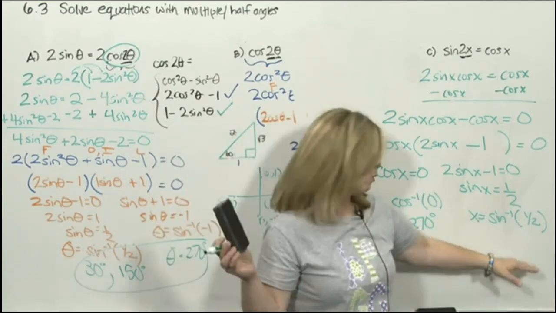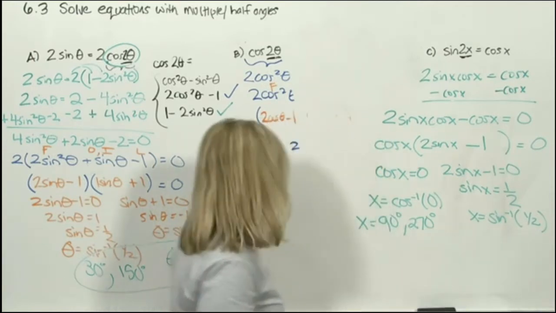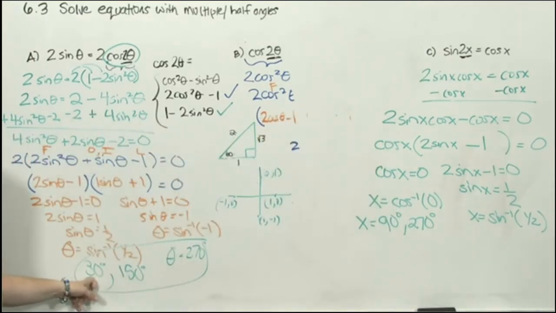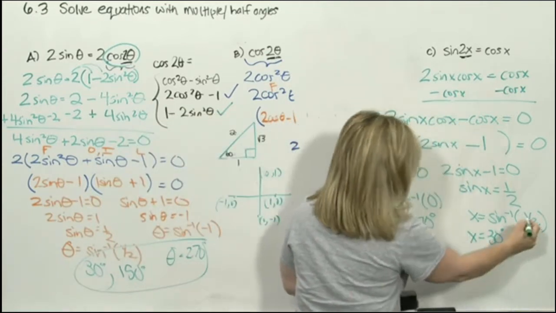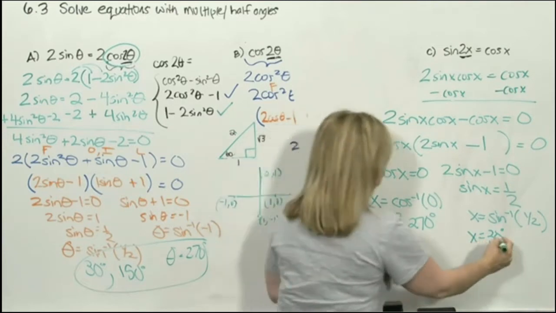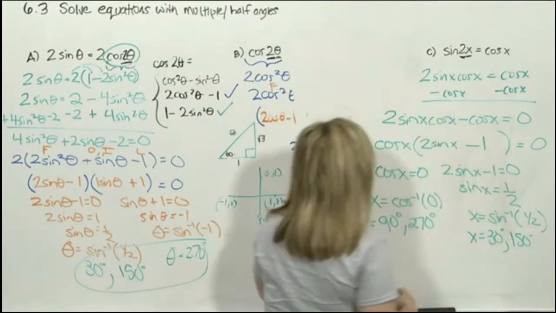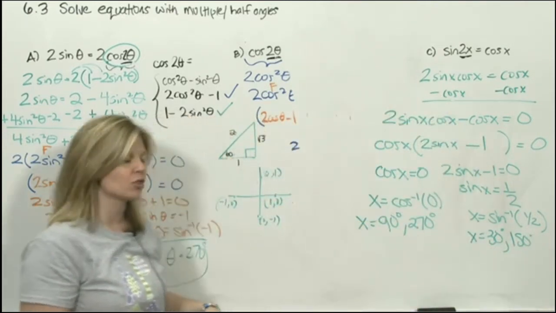We did a minute ago, sine inverse of 1/2. Well, we know that angle is 30 degrees. And we know sine is also positive in quadrant 2, so 180 minus 30 would be 150. So this trig equation has 4 solutions.